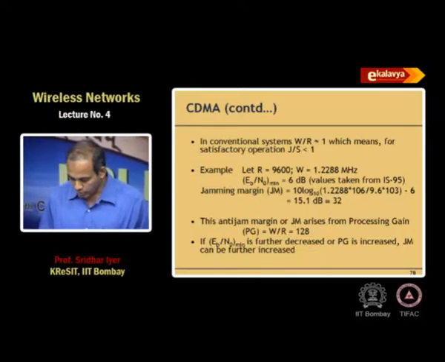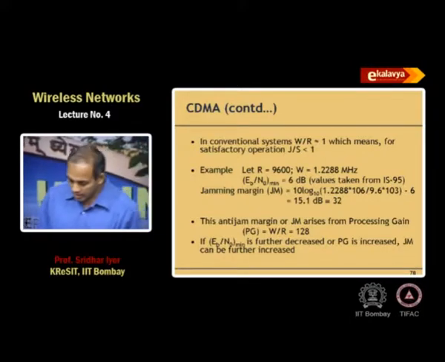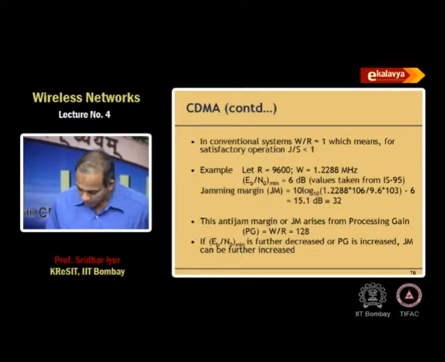W is some 1.2288 megahertz. Eb by N0 is typically 6 dB. These are values taken from an IS-95 CDMA system. So it turns out that 1.2288 megahertz divided by 9.6 kilohertz is something like 128. W by R is approximately 128. Now if you convert it into dB, you get what is called your jamming margin as 32. Basically, that is kind of an indication of the capacity of your system.